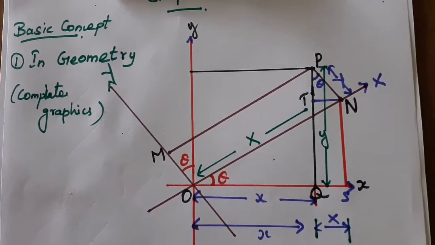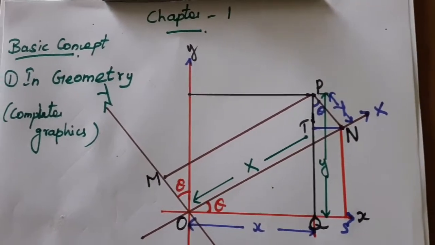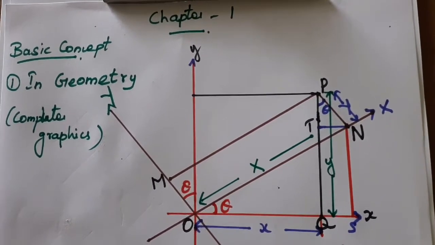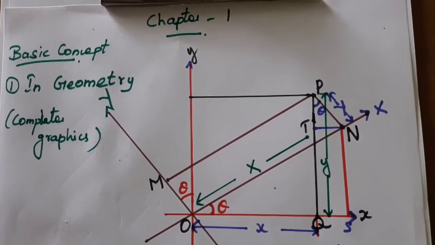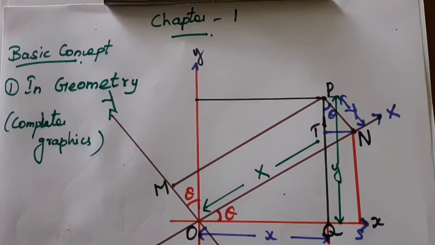Now we are discussing Chapter 1, basic concepts. Already I have explained the basic concept of the inverse of a function: how to find the inverse of a function using minor, cofactor, adjoint and inverse. But this is the second part of the basic concept.